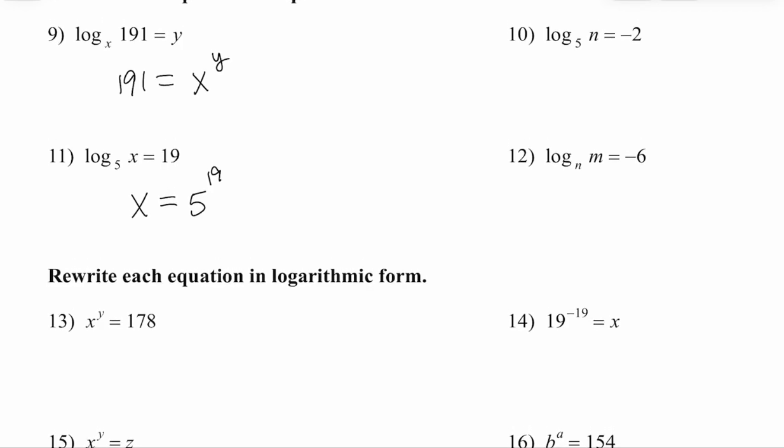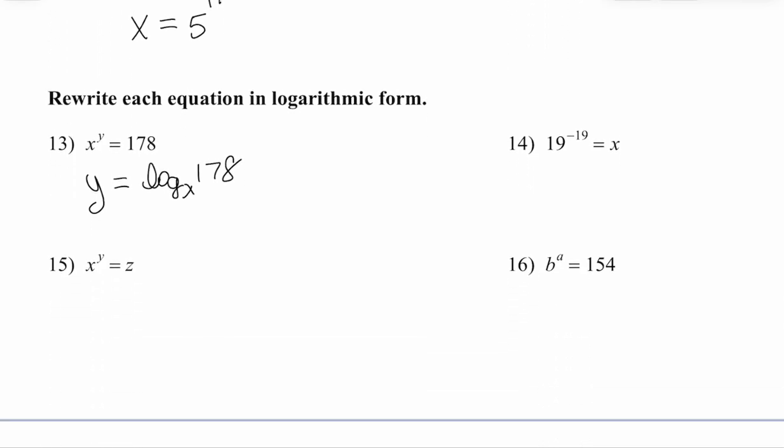Okay, let's do 13. We're putting it in log form. If our base is on the left, our log is on the right. So our power of y is the log base x of 178. Our base is x, our power is y, our number is z. So our power is log base x of a number z.